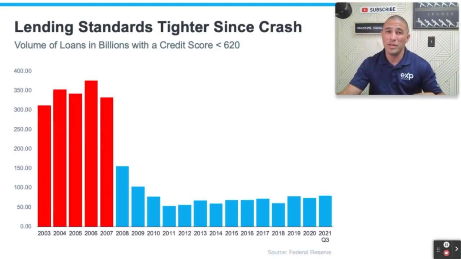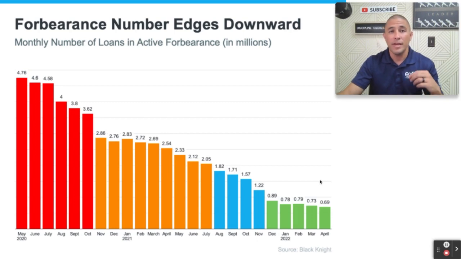So even though we may be going into a recession, it doesn't necessarily mean that there's going to be a housing crash, because these underlying risks and standards are different than they were in the early 2000s. And then this graph shows you forbearance. I've done some videos in the past about the end of forbearance and what that means.